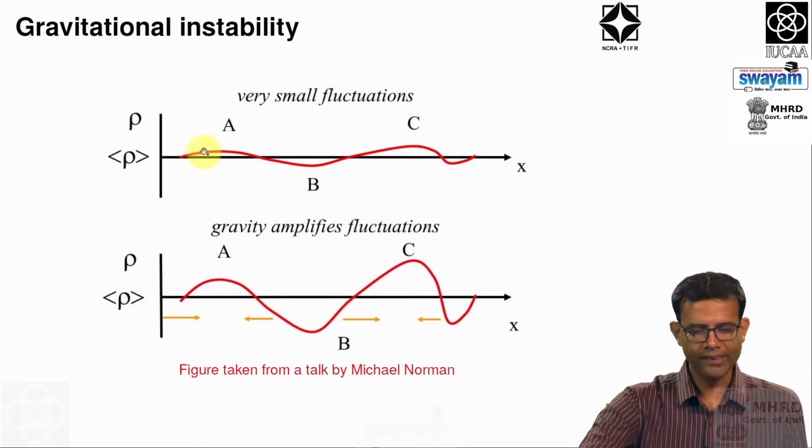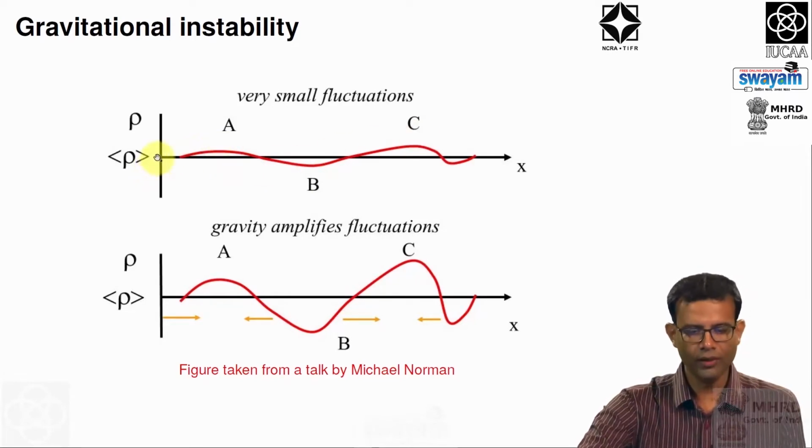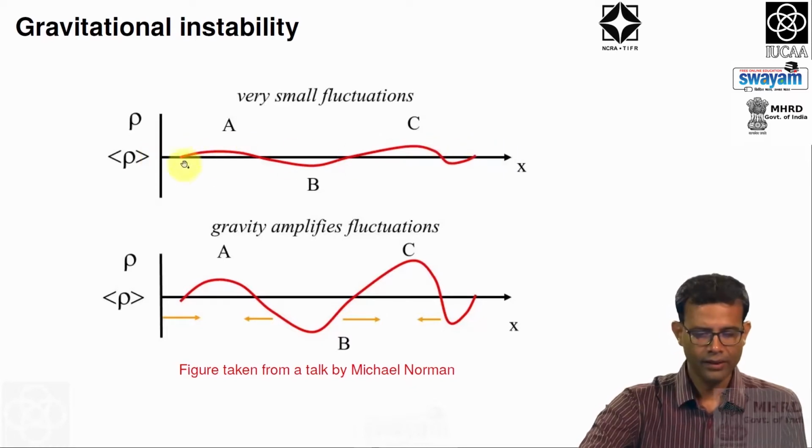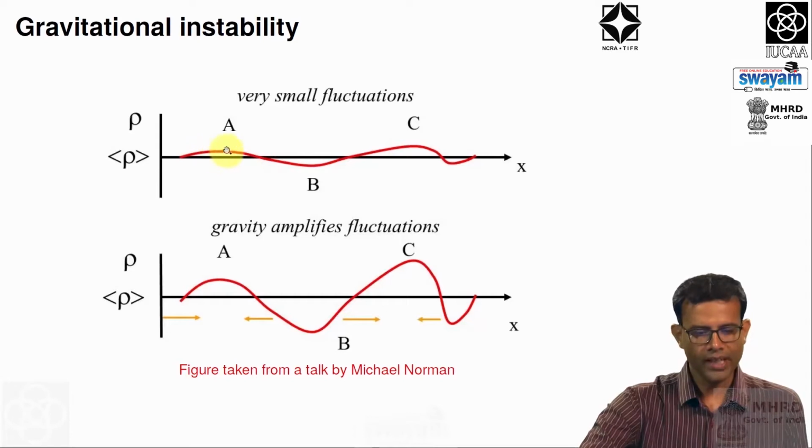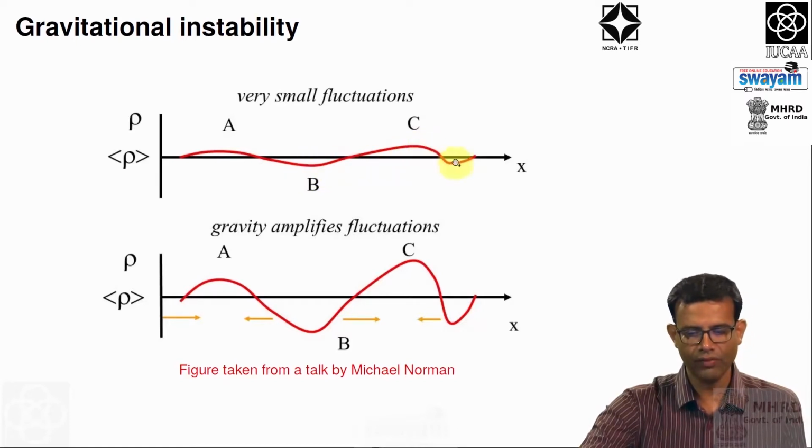And you can see there are fluctuations in the density. If they were uniform, everything would have been at the mean density, that would be this black line, but it is not. So, there is this region A which is slightly overdense, there is this region B which is slightly underdense, and C which is overdense, and so on.